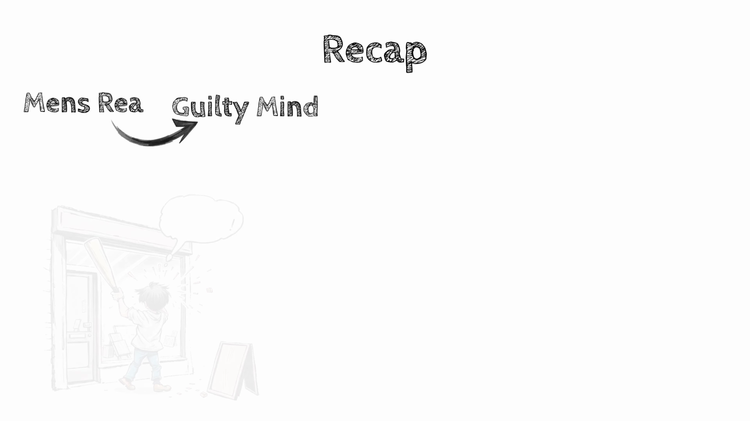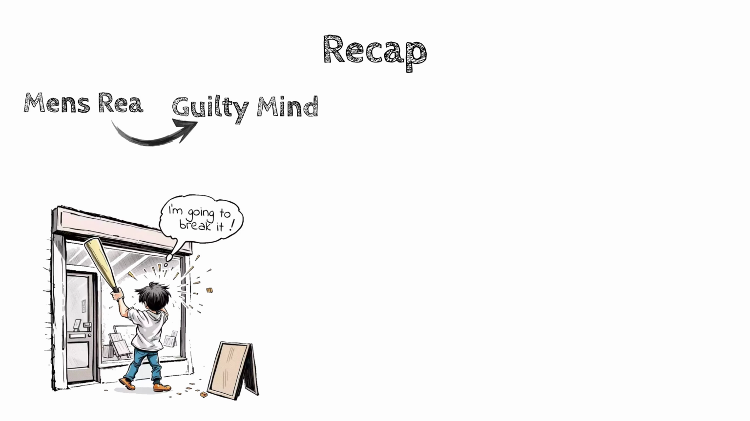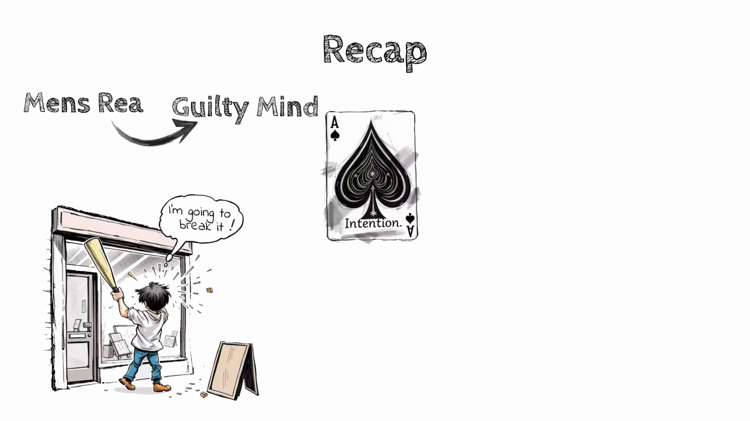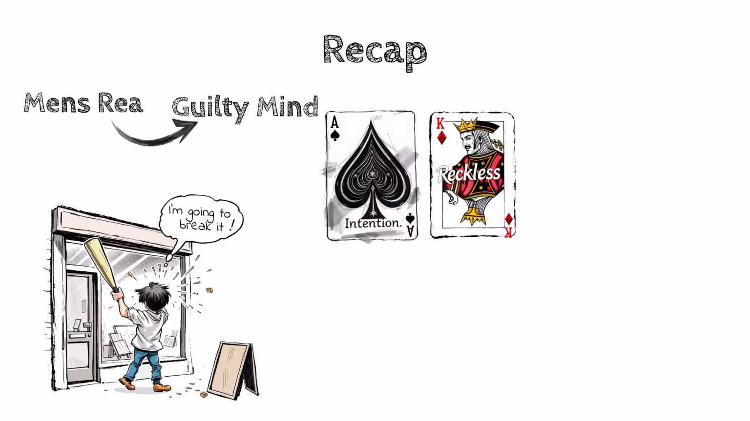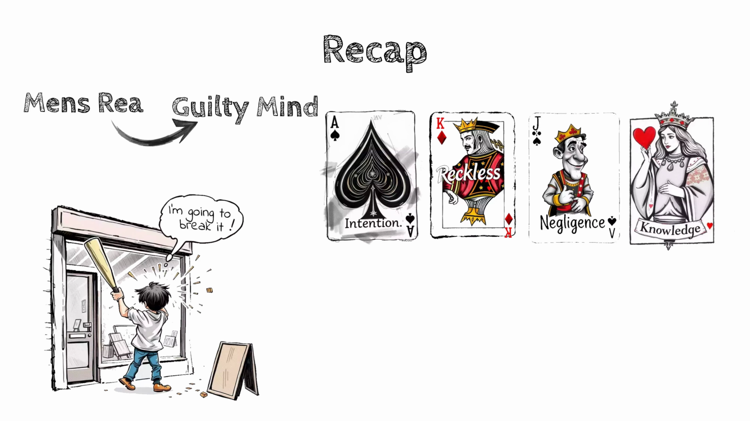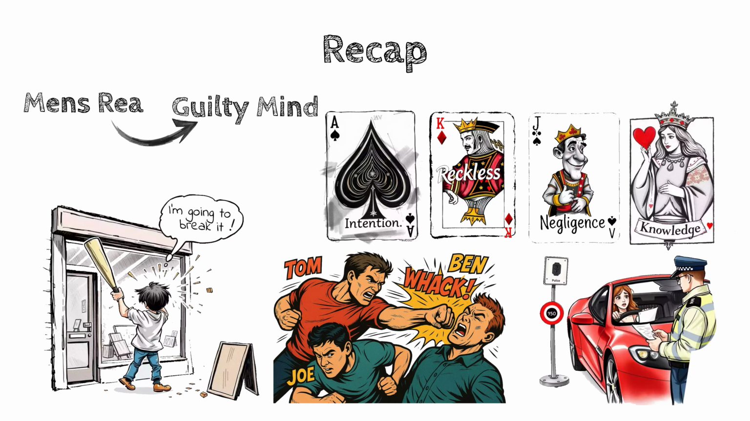So, what have we learned? Mens rea is the guilty mind, what someone was thinking when they broke the law. We covered 4 types. Intention, they meant it. Recklessness, knew the risk, did it anyway. Negligence, should have known better. Knowledge, knew the facts, acted anyway. We also touched on transferred intent and strict liability.